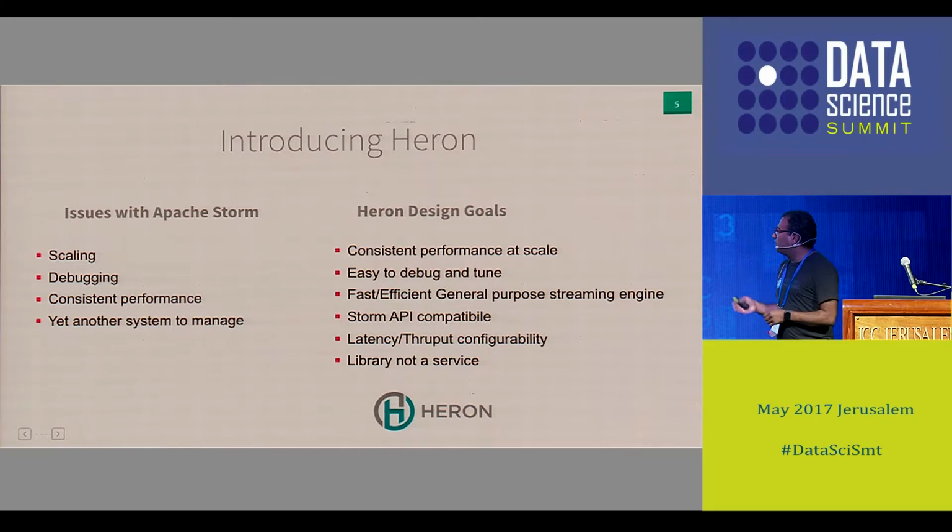Some of the goals for Heron are consistent performance at scale, and being easy to debug and tune, because you should be able to assign resources in a single cluster. And it should be a fast and general-purpose streaming engine.